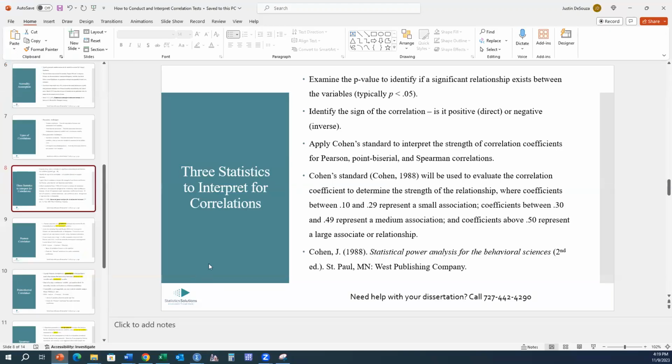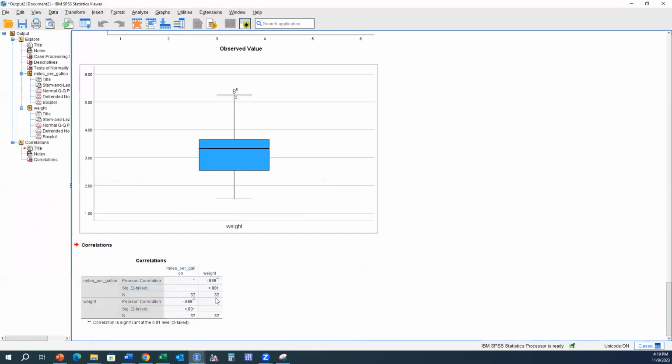The second component to interpret is the sign or the directionality of the correlation. So do we have a positive or a negative relationship? So going across the Pearson correlation row, we have negative 0.868 is our correlation coefficient. You'll see that the information repeats. It's the same information at the top right and the bottom left. So we have a negative correlation coefficient, meaning that as the weight of a car increases, the mileage tends to decrease. Intuitively, I suppose that makes sense. The heavier the car, the lower mileage.